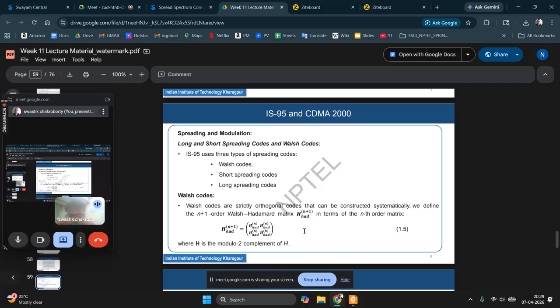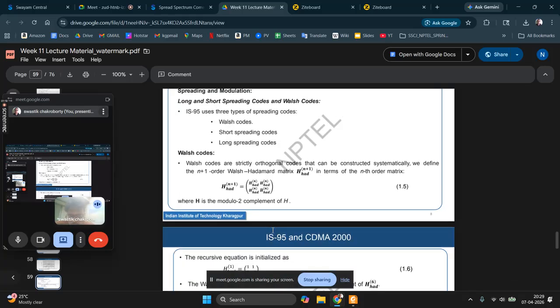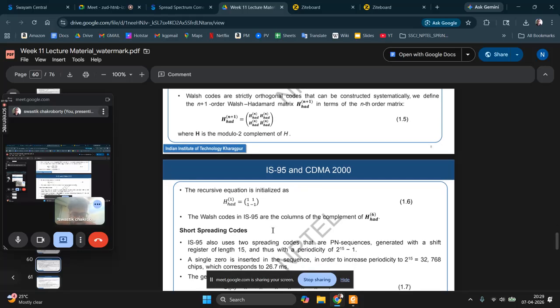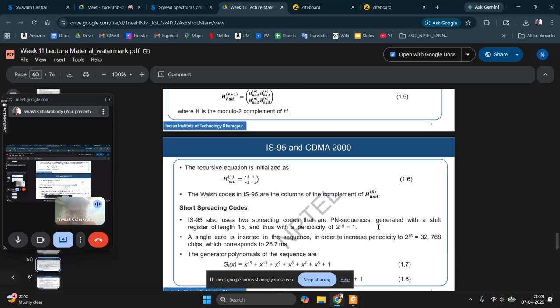Okay, so Walsh code, we know that from the Walsh-Hadamard matrix, you take a row and you get the Walsh code. The Walsh codes in IS95 are the columns of H hat 6. So H hat 1, you start with 1 1 minus 1 1 1 1 minus 1, and then you construct H hat n plus 1 like that, and go from H hat 2, 3, 4, 5, 6. When you reach H hat 6, you have got the Walsh code for IS95. So each column of H hat 6 is the Walsh code.